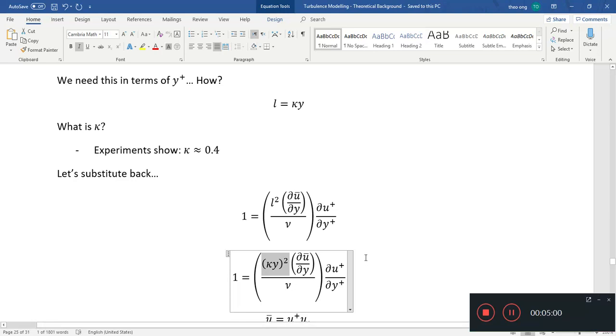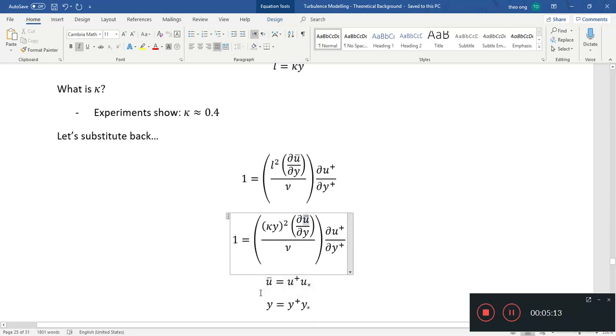Next step, what are we supposed to do? We want to change all of this into the non-dimensional form. So y we want to change to y plus, u bar we want to change into u plus. We can just write these two equations down. U bar equals u plus times u star, and likewise y equals y plus times y star. So we can just plug and play these equations in.